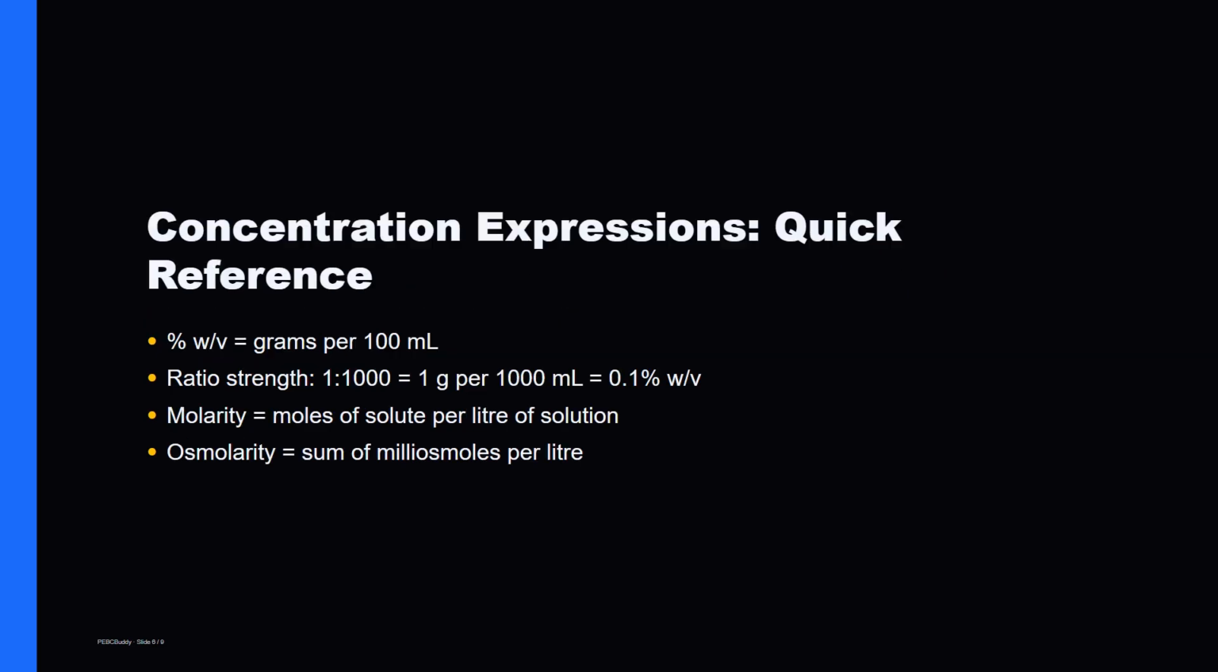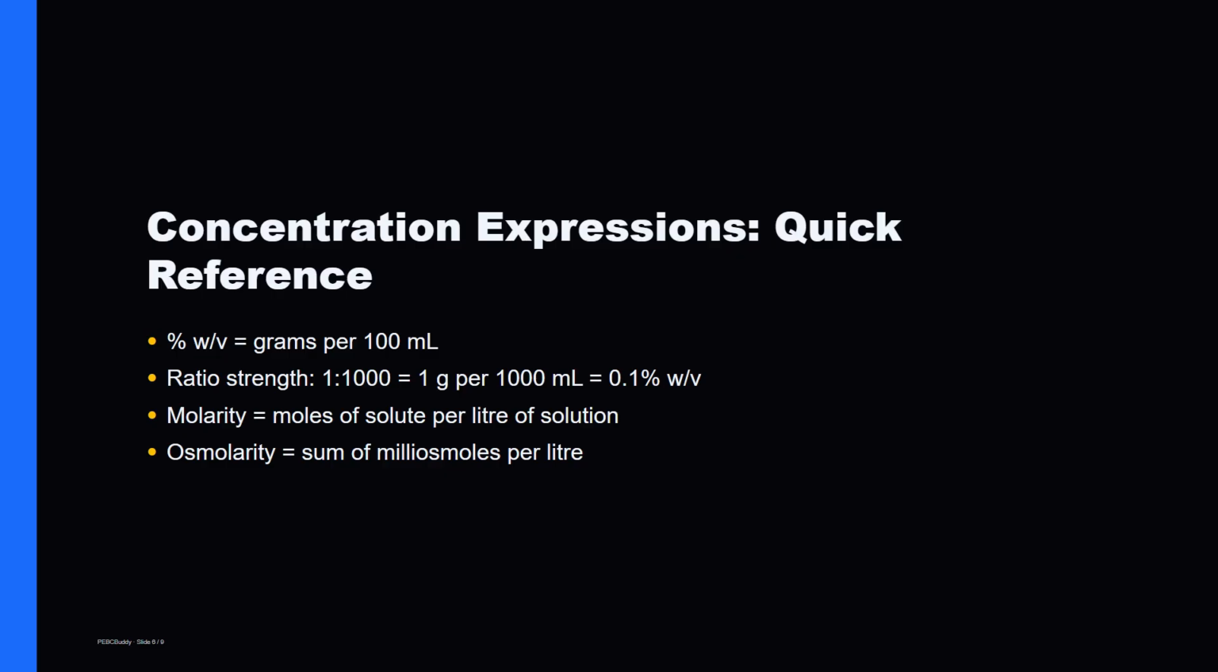Concentration language is a mini vocabulary you need to be fluent in. Percent weight in volume means grams of solute per 100 milliliters of solution, so a 2% solution contains 2 grams in every 100 milliliters. Ratio strengths like 1 to 1,000 mean 1 gram in 1,000 milliliters, which equals 0.1%. Knowing how to flip between these two expressions is a fast point saver.